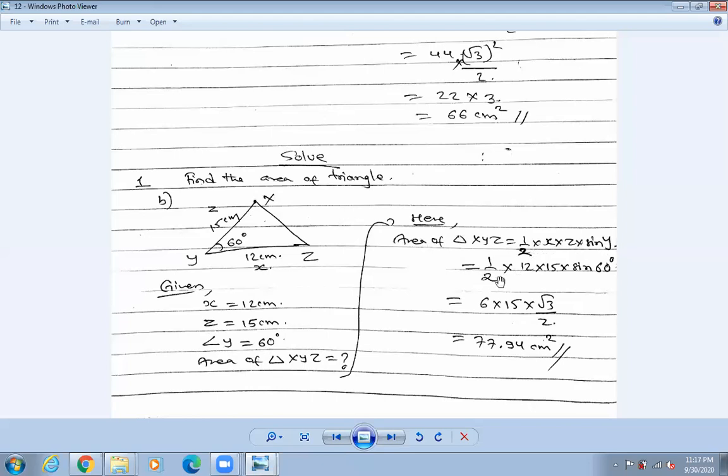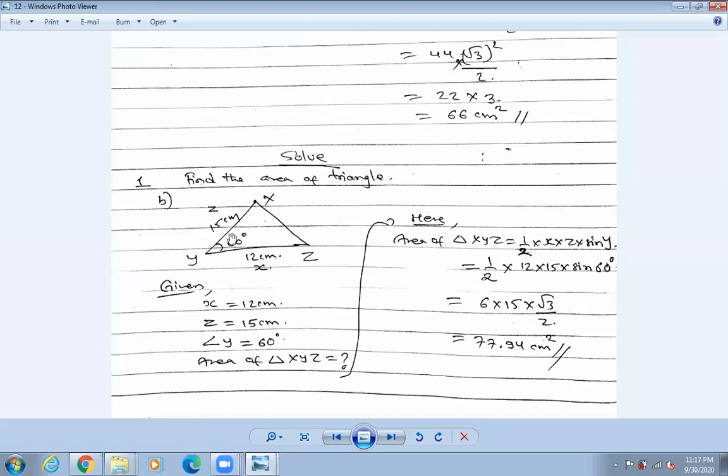So half into, what is the value of x? Small x, 12. Z is 15. Sine y, capital Y is how much? 60 degree. So now this 2 and 12 will be cancelled. It becomes 6 into 15 into sine 60. Sine 60 means root 3 by 2. Multiply this with the help of a calculator. You will get 77.54 square centimeter as the answer.